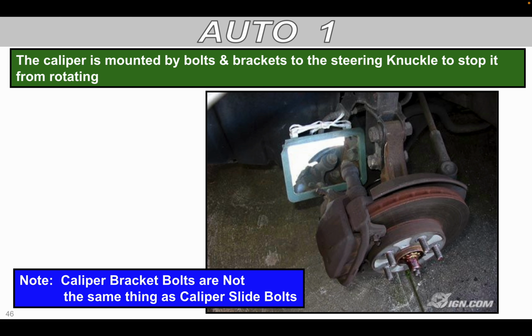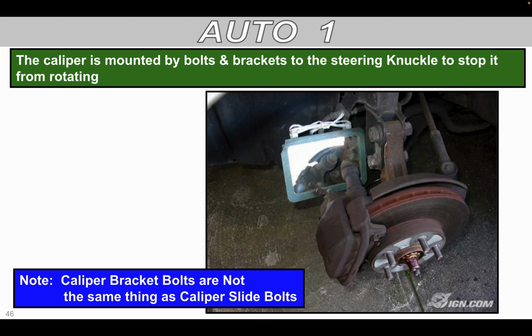So here's kind of the next step. The caliper is bolted to the caliper bracket. Okay? The caliper bracket is bolted to the steering knuckle. That means typically, again, I'm just going to say this generically because this is not always the case, I'm going to have 2 bolts that bolt the caliper to the caliper bracket. I'm then going to take 2 different bolts and bolt the caliper bracket to the steering knuckle.